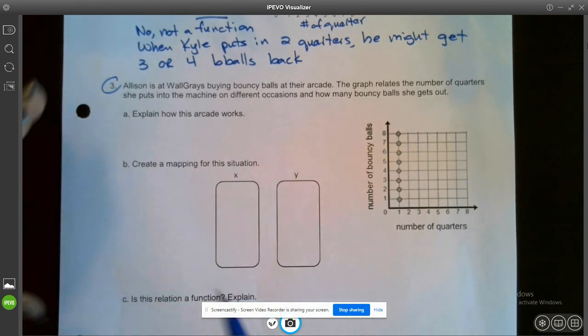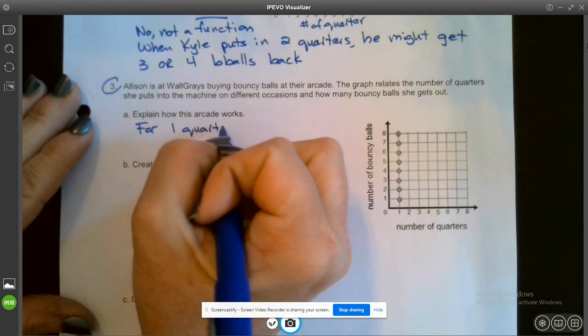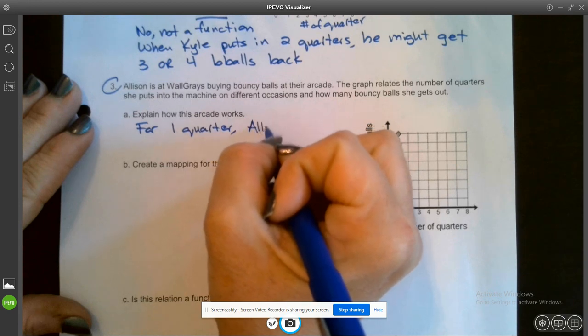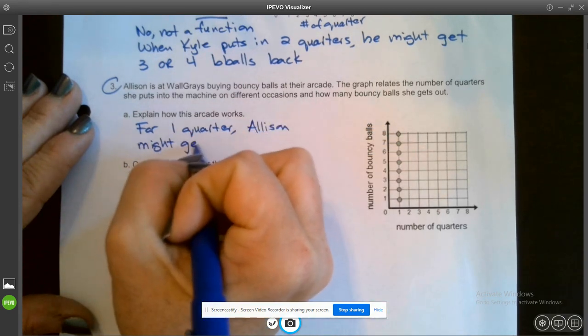But it looks like for 1 quarter, Allison might get 1.